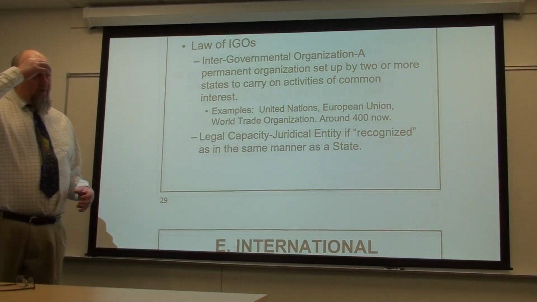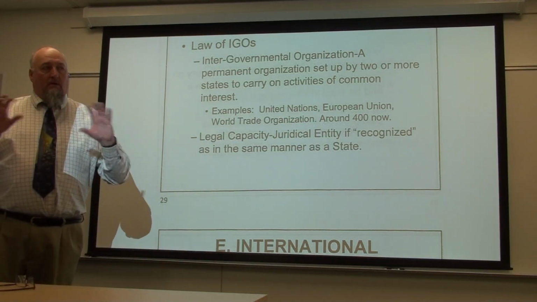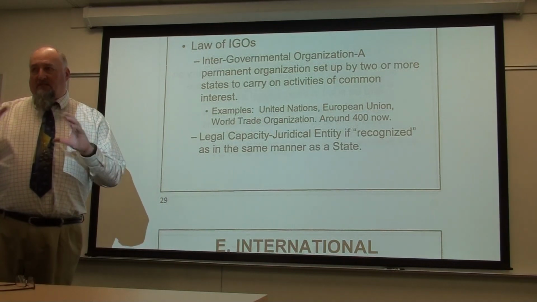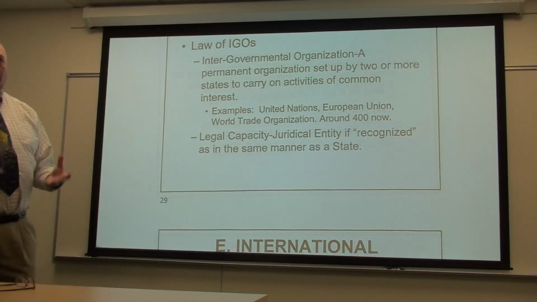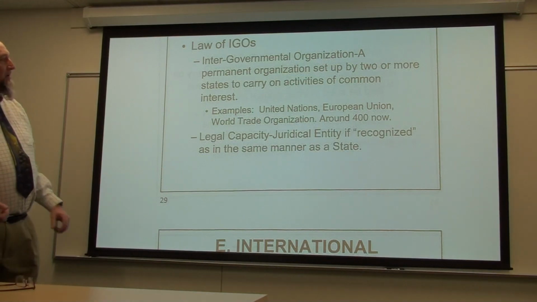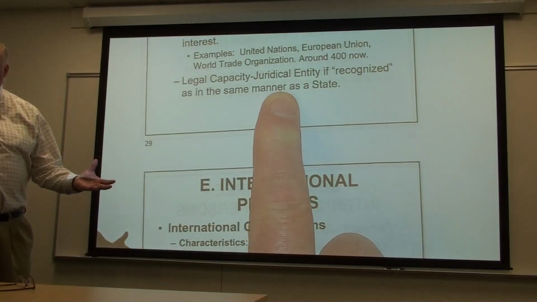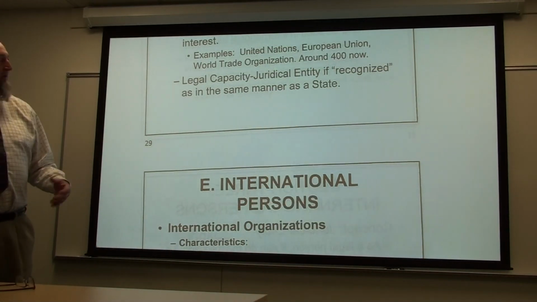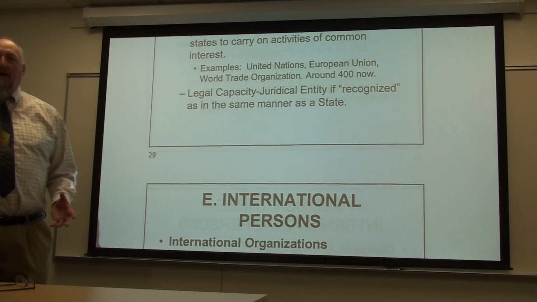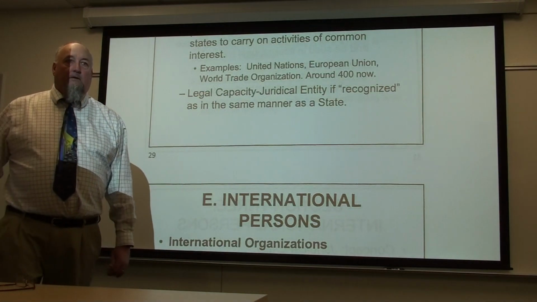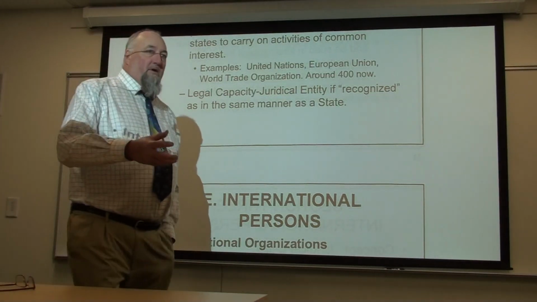So any type of organization that has states as members is what we're talking about when we say an IGO. So an IGO can have legal capacity as this juridical entity if it's recognized in the same manner as a state. Now, what does that mean? That means, for example, the United Nations.